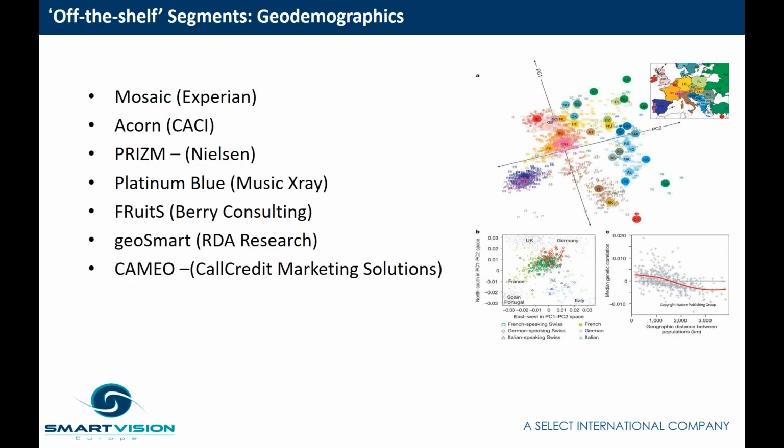So when you think about segmentation that already exists out there, you can actually go and buy ready-made segmentation schemas from other companies. Very famous ones are Experian's Mosaic, and Acorn, CACI segmentation. There are also things like Prism from Nielsen, and then there are specialist ones for particular industries. There's Platinum Blue for music, and Berry Consulting used Fruits, and GeoSmart. There's a geodemographic one from RDA Research, and then Callcredit Marketing Solutions use Cameo.